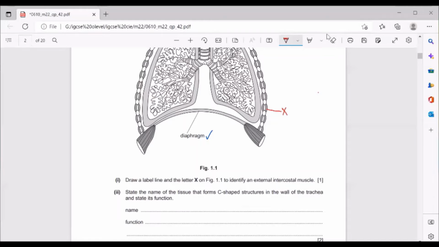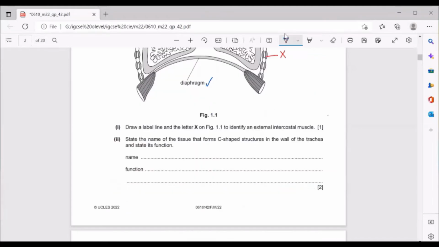Remember, when you want to draw a labeling line, make sure that the labeling line touches the structure that you intend to show. Now, let us look at question B2.